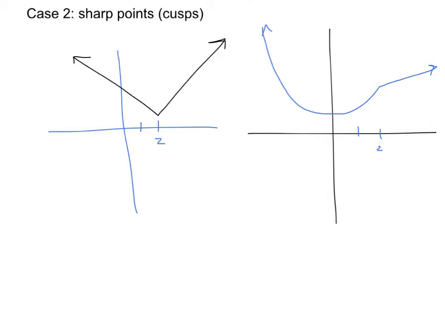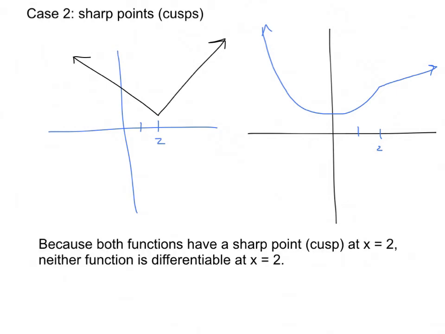We have exactly the same thing happening over here. On the one hand, these slopes are turning out to be maybe +1 or so, but then suddenly it changes to this other slope. At that sharp point, the reason that it's sharp is because the slope is suddenly changing, and so we can't say what the slope is there. So your conclusion here is something to the effect of: because both functions have a sharp point or a cusp at x equals 2, we would say that neither function is differentiable at x equals 2.